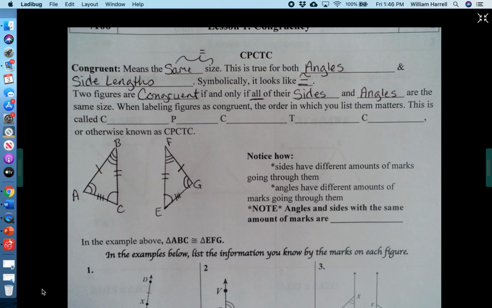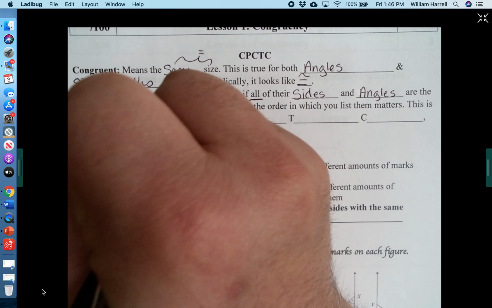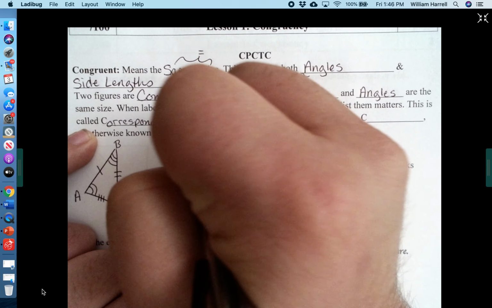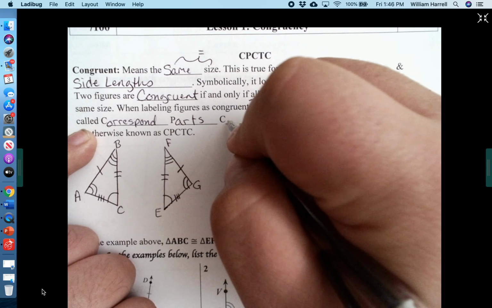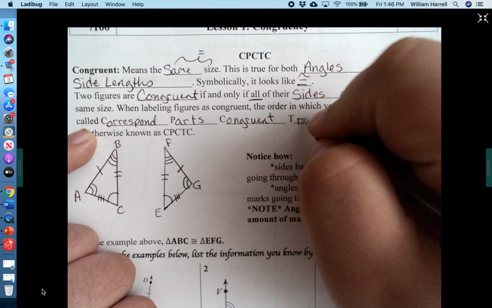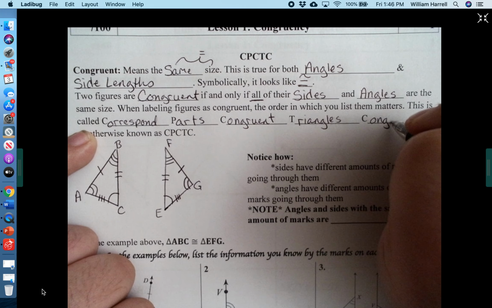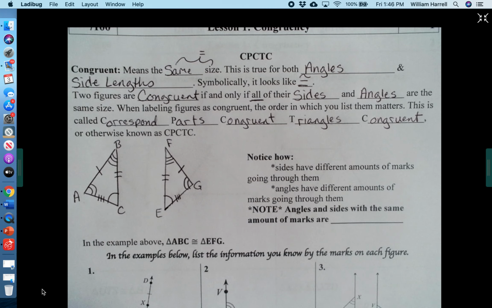Again, this is called CPCTC. C stands for corresponding, P, parts of congruent, T is triangles, and then C at the end is congruent. So basically what this says is the part that goes with the other part in the other figure are the same. If they're not, then they're not congruent.